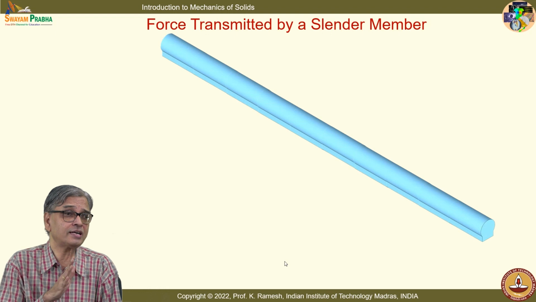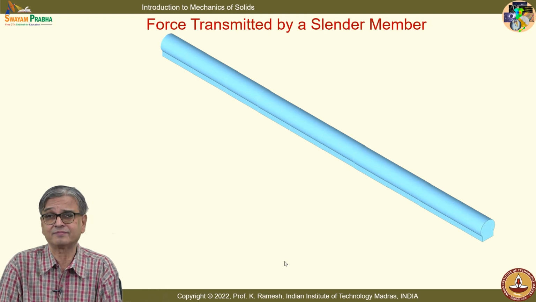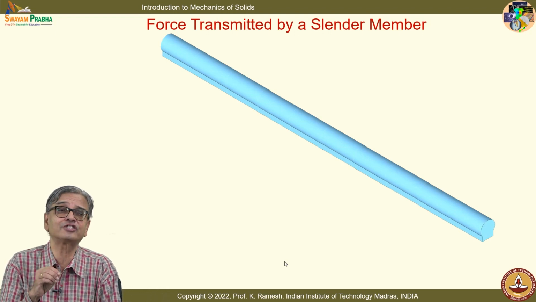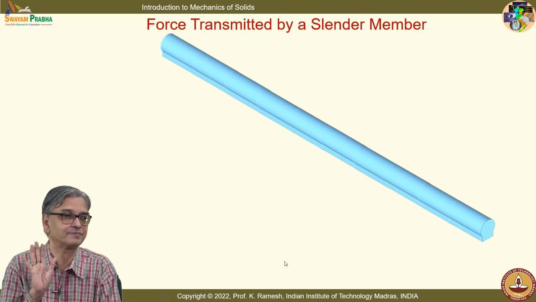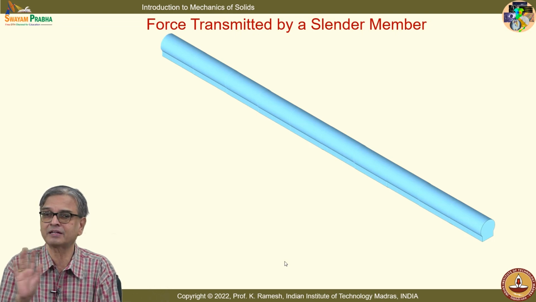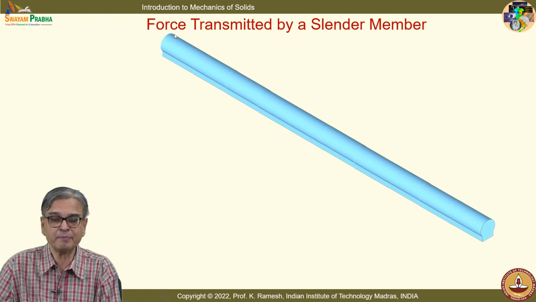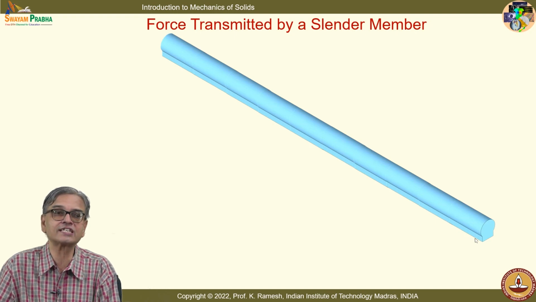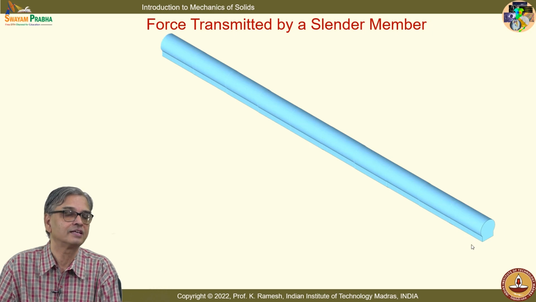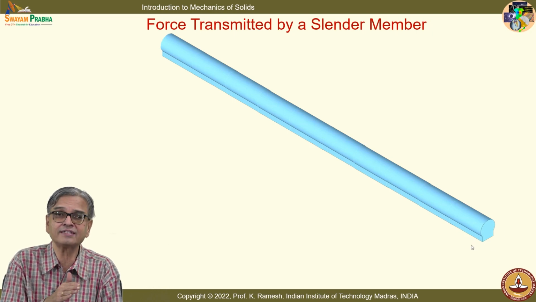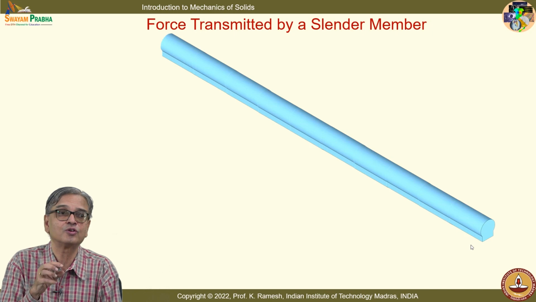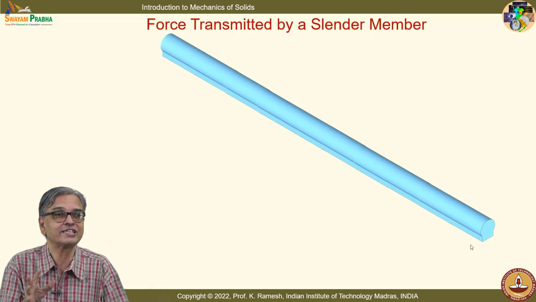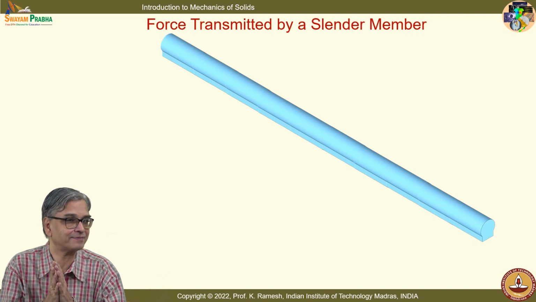And another important assumption you had made: we will confine our attention to slender members. What is the definition of a slender member? The length of the member is much larger compared to the cross-sectional dimensions. See, we make these idealizations to analyze structures with deformation which can be captured mathematically.